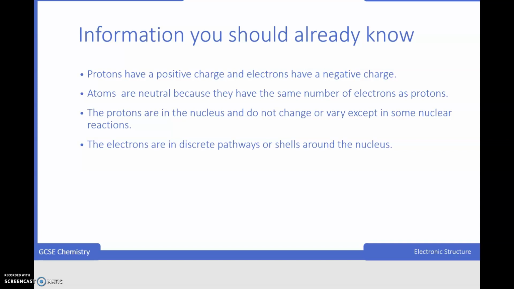Protons have a positive charge, electrons have a negative charge. Atoms are neutral because they have the same number of electrons and protons, which means the positive charge and the negative charge cancel out. The overall charge is 0. The protons are inside the nucleus and do not have very much to do with the reaction, because it's the electrons in the outer shell that take part, and the electrons are in the shell or in the orbit around the nucleus. So just have a look at that first.